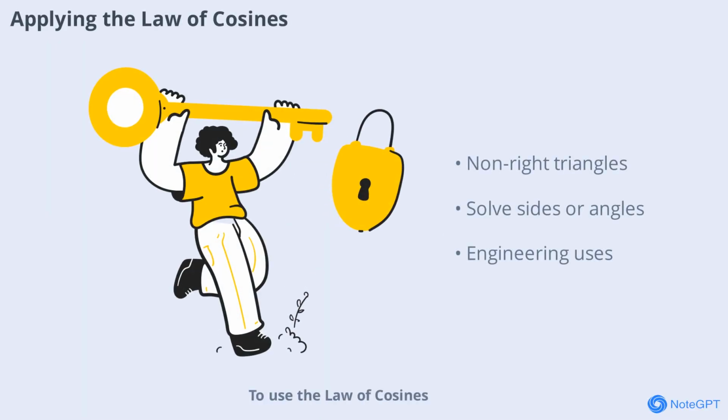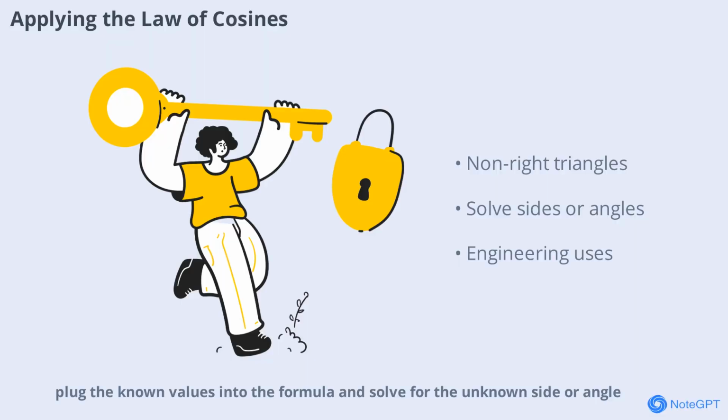To use the law of cosines, plug the known values into the formula and solve for the unknown side or angle. This law is particularly useful in navigation, engineering, and physics, where you often deal with non-right triangles.